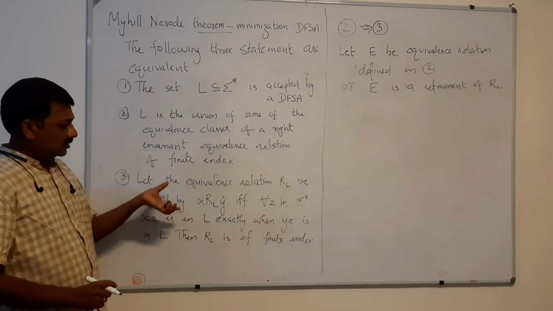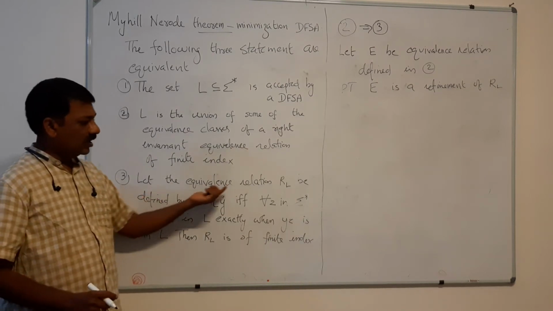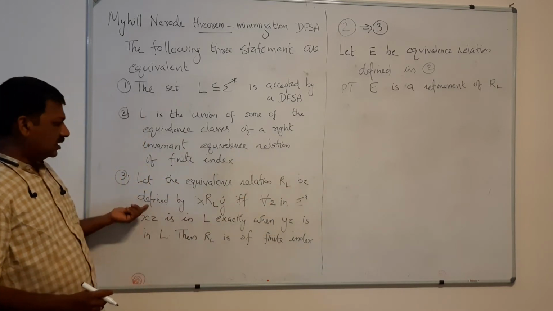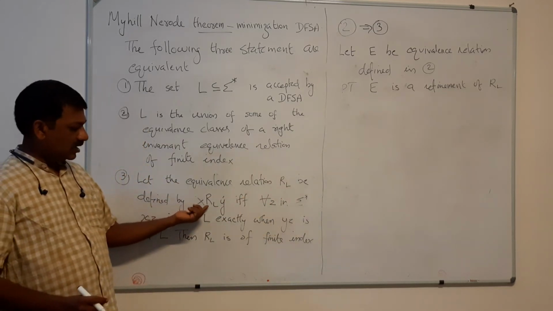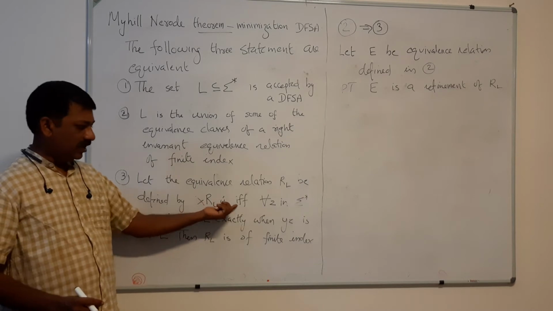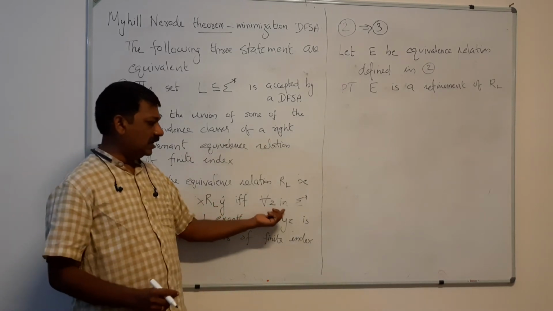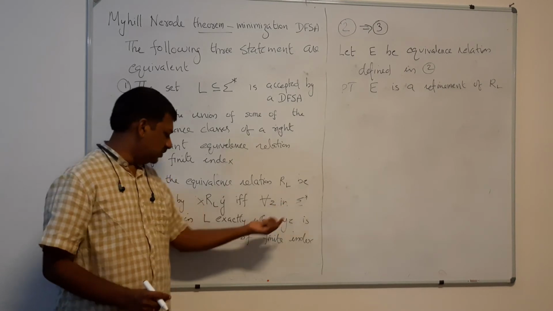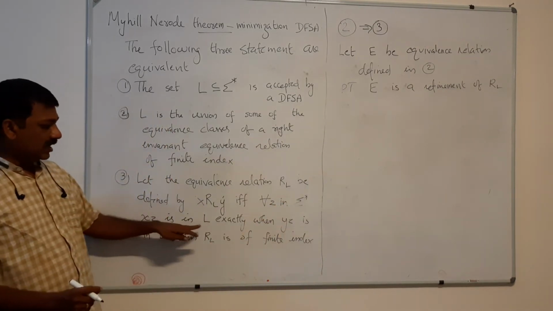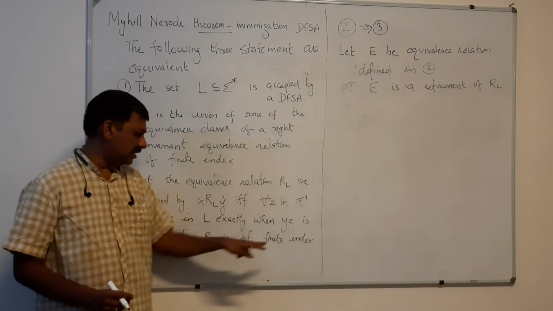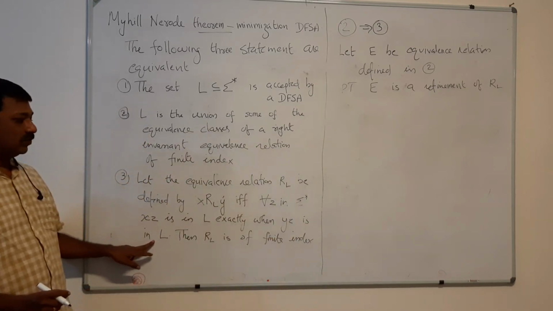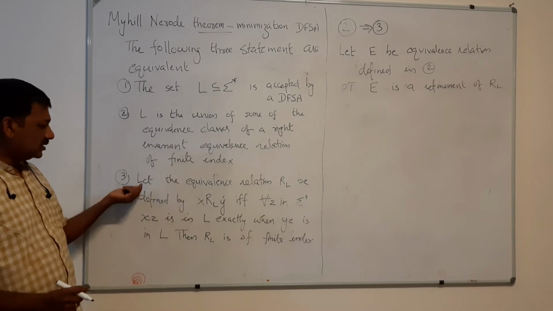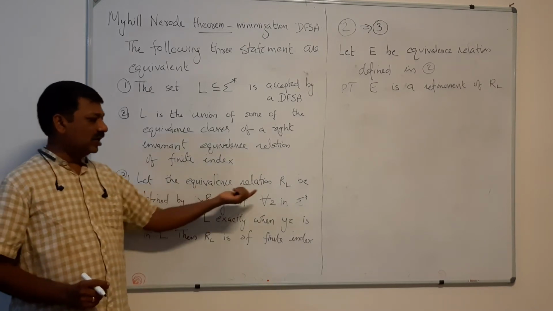That means, see the third statement. Let the equivalence relation RL be defined by X related to Y if for all Z in sigma star, XZ is in L exactly when YZ is in L. This is what we are going to prove. That means let the equivalence relation RL.